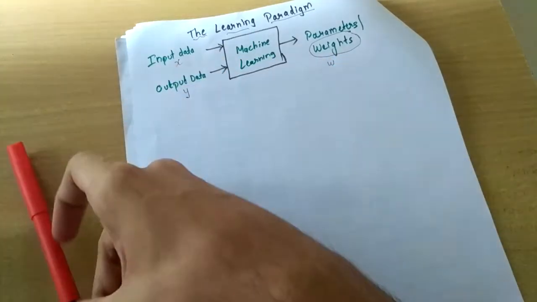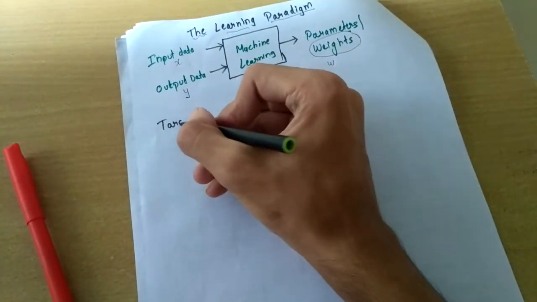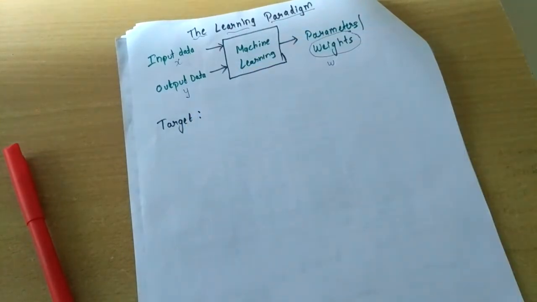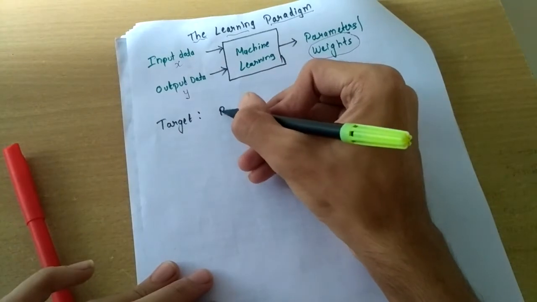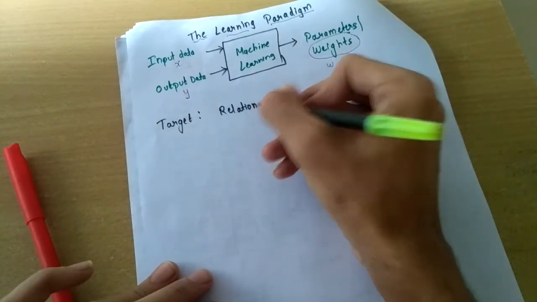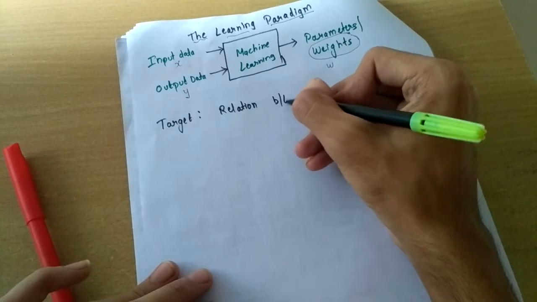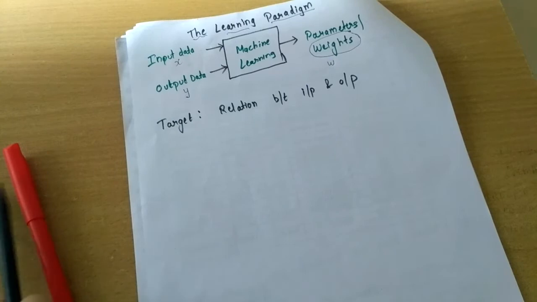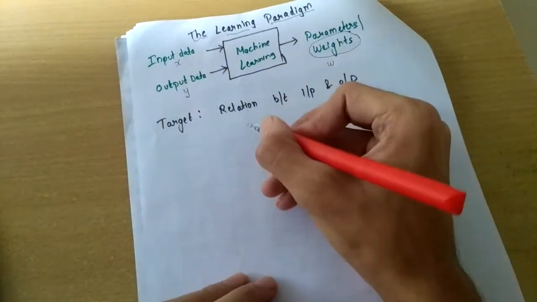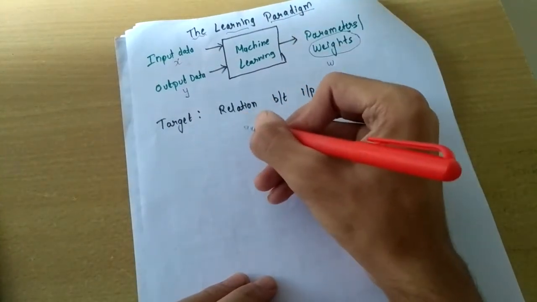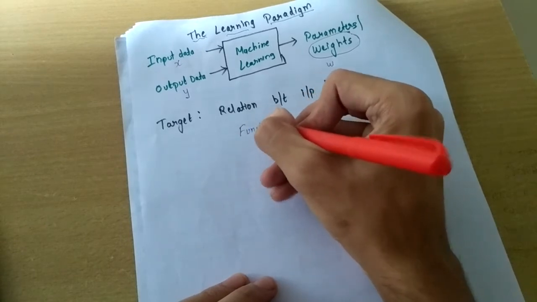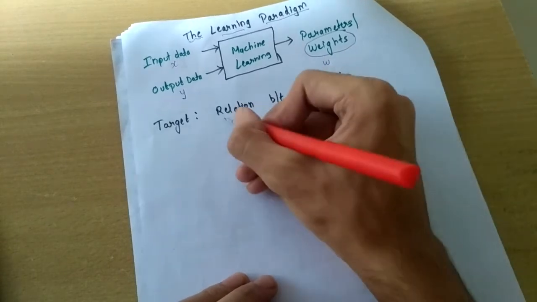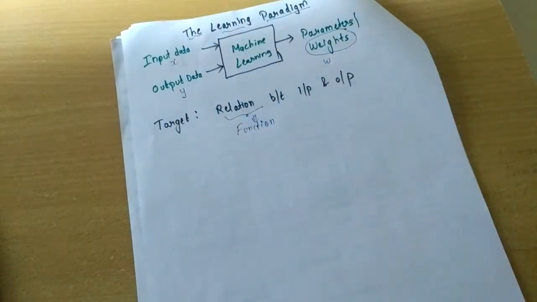Now what is our target in any machine learning problem? The target is that we wish to study the relationship between input and output. And as we all know, in mathematics, this relationship we will call a function. So from now on we will call this relationship a function, that is the function f of x.